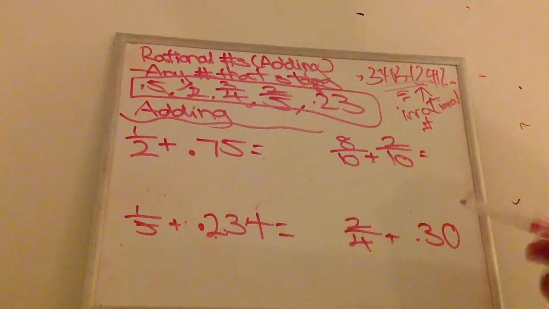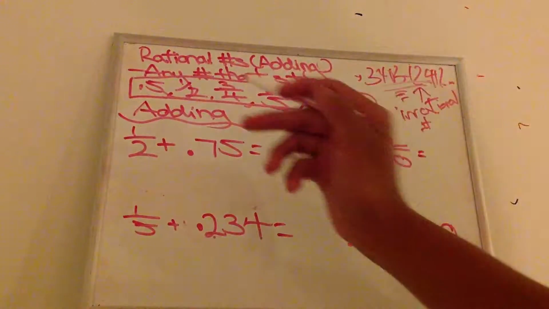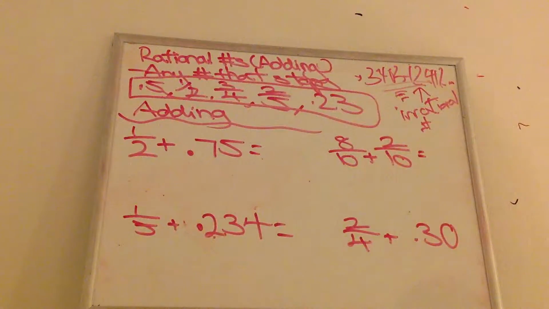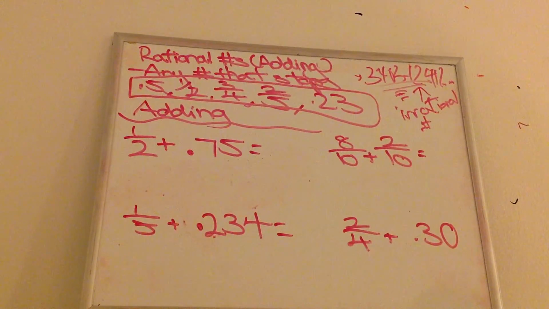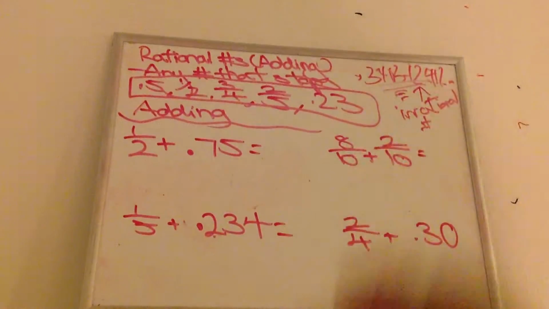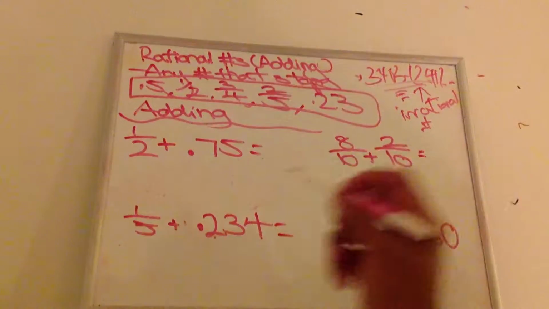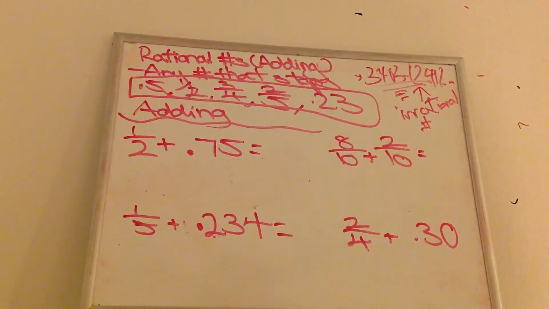We'll learn about those later, but for now, all you need to know is that 0.5, 1/2, 3/4, 2/5, 0.23, if you convert the fraction to decimals, you'll see that they stop at a certain point. So now let's talk about adding these rational numbers. So 1/2 plus 0.75. Generally, I would like you to convert the fractions to a decimal to make it easier to add.